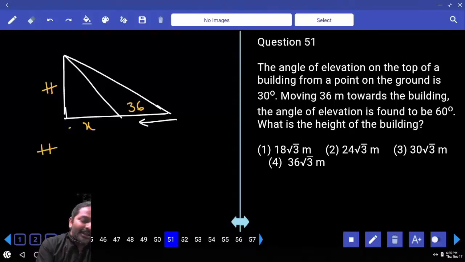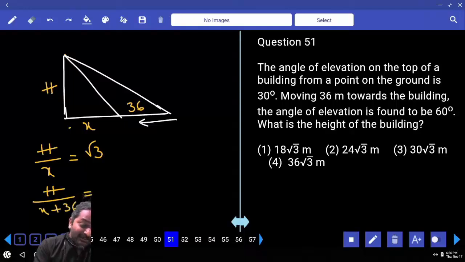Now, height by x is tangent. And what's the angle here? 60. Tan 60 is root 3. Next, the other case. Height, and I will take the entire total triangle now. What is the base? x plus 36. And what's the angle there? 30. Tan 30 is 1 by root 3.